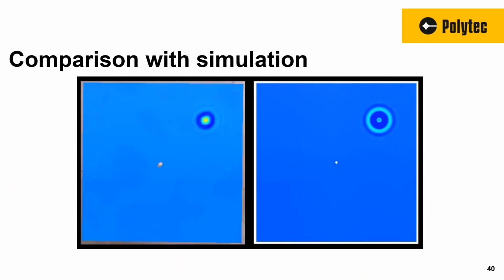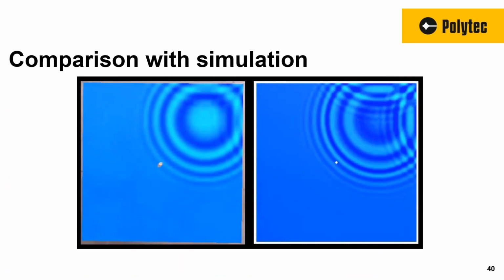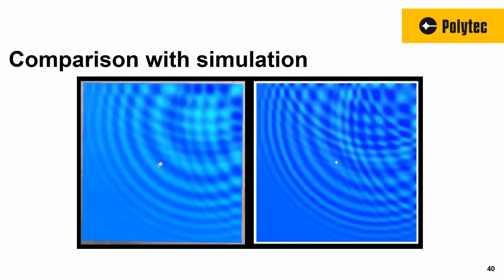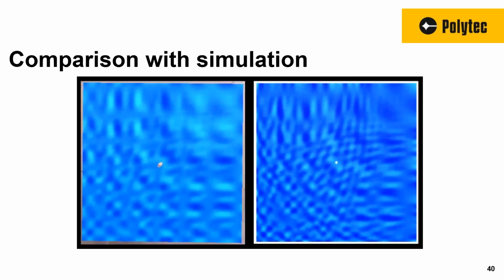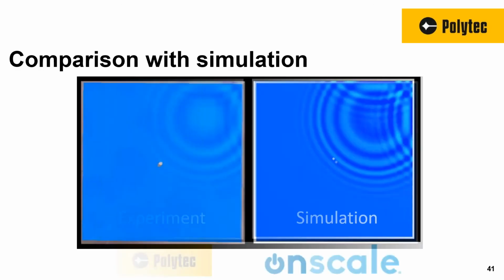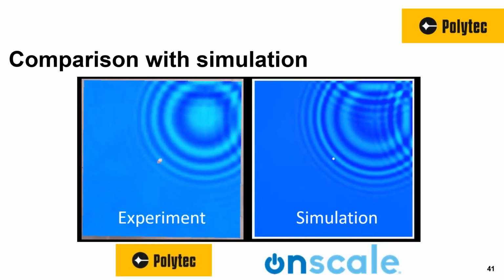So when we compare the test results with the simulation, in this case, the quality of the data is very good and we can barely tell the difference between the simulation and the experiment. Experiment is on the left-hand side and we give credit to OnScale for the simulation. OnScale offers the first cloud engineering simulation platform combining powerful multiphysics solver technology with the limitless computational power of cloud supercomputers.